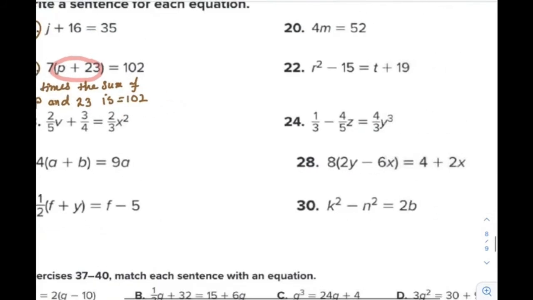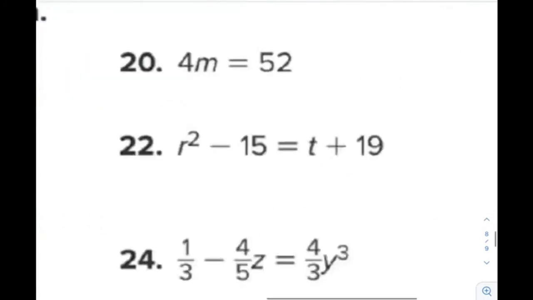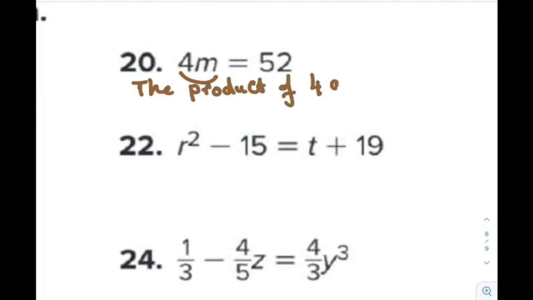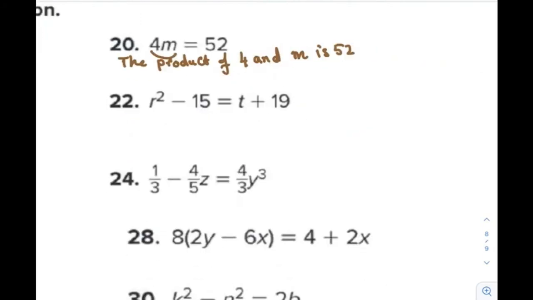Let's take one here. We can say here 4 times m is 52 is the simplest one, and we can say the product of 4 and m is 52. We can say 4 times m is as much as 52. Okay, let's move one more step.